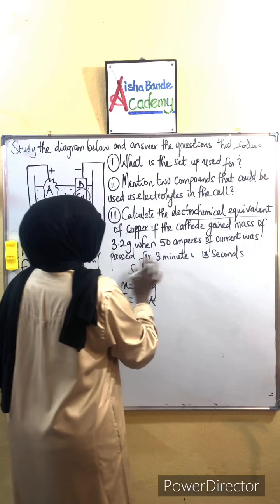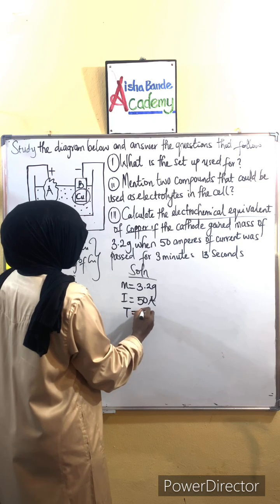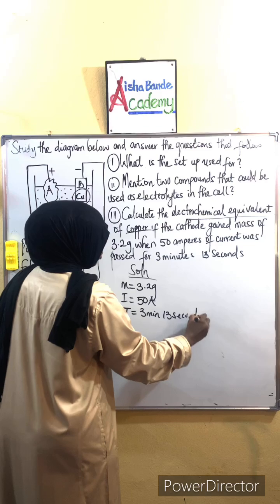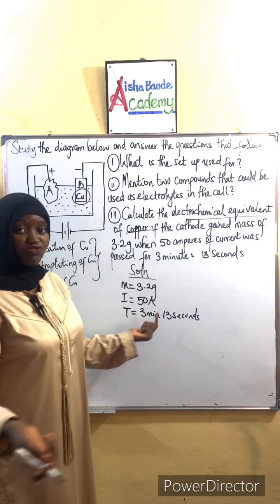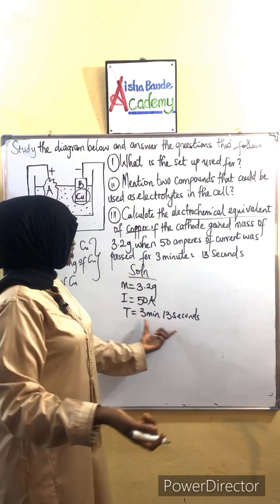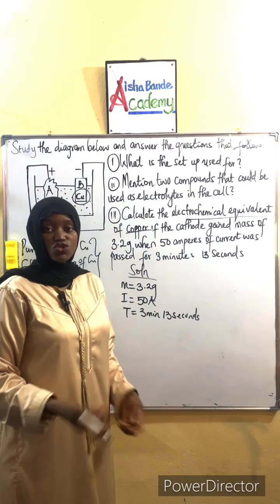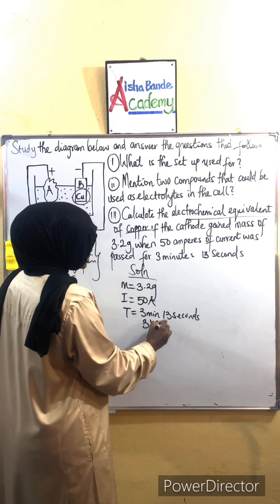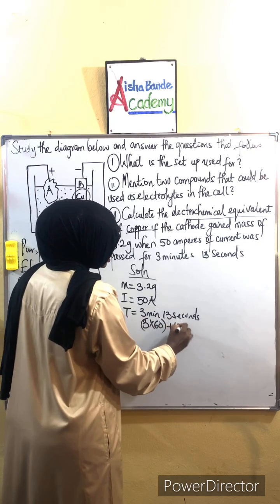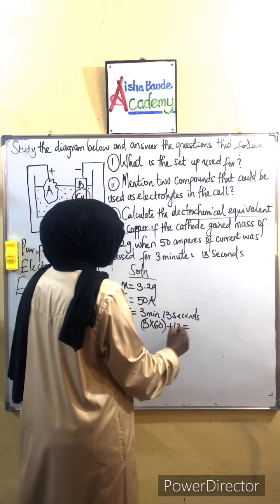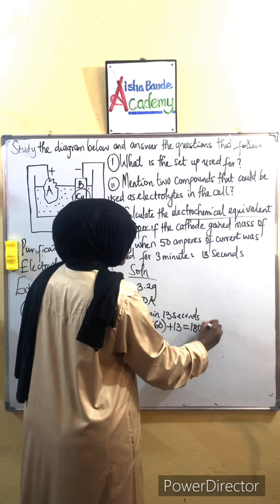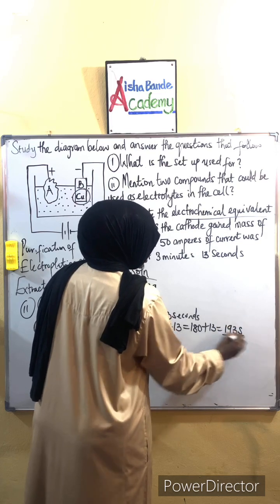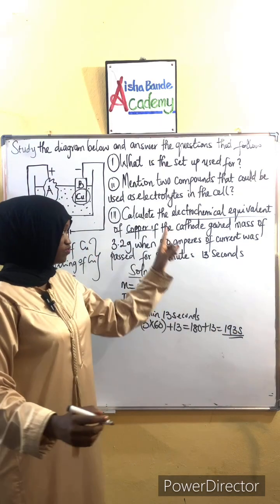of current was passed for 3 minutes. So this is the time, which is 3 minutes and 13 seconds. Okay, so from here we know that the SI unit for time is seconds, so we convert the whole of 3 minutes 13 seconds to seconds. So we know that 3 minutes converted to seconds is 3 times 60, then plus the 13. So 3 times 60 gives us 180. So we have 180 plus 13, and this gives us a value of 193. So we are going to use the value of 193 seconds to solve this problem.